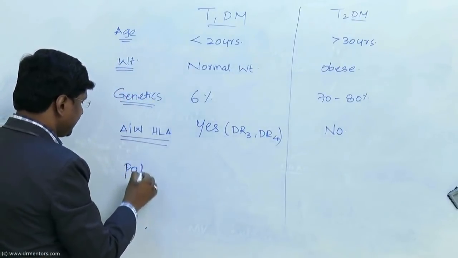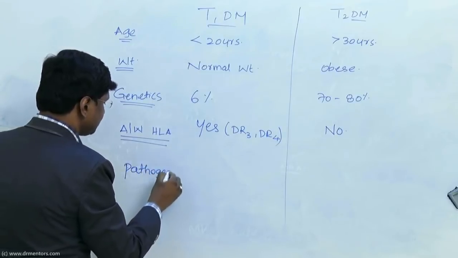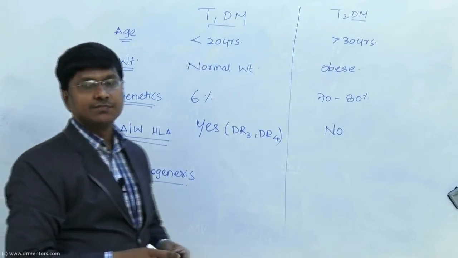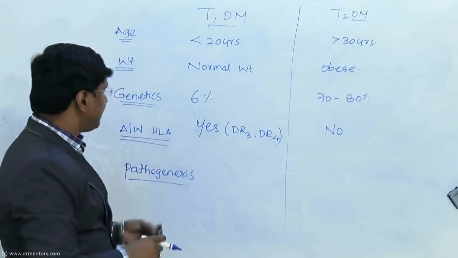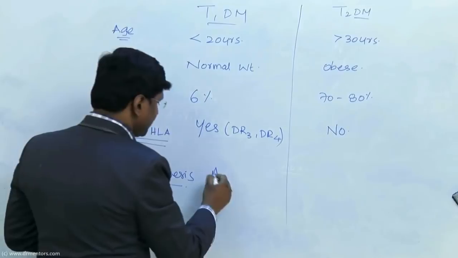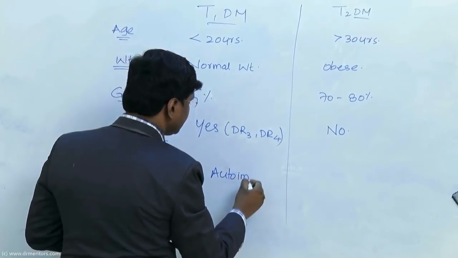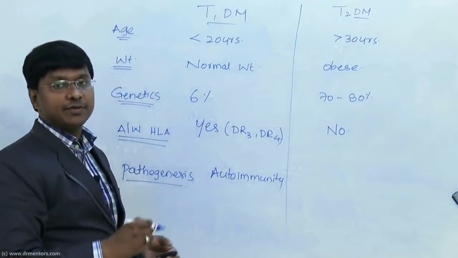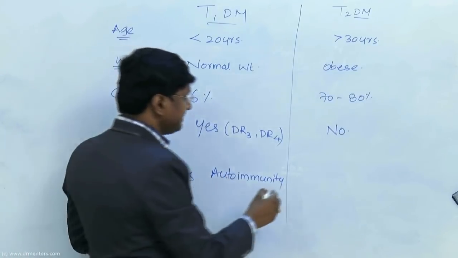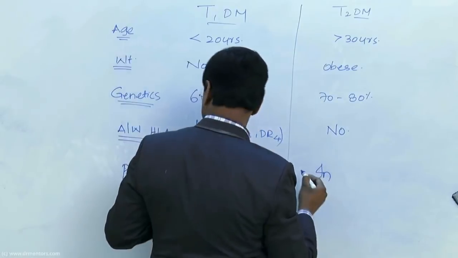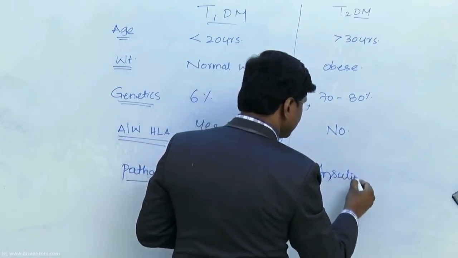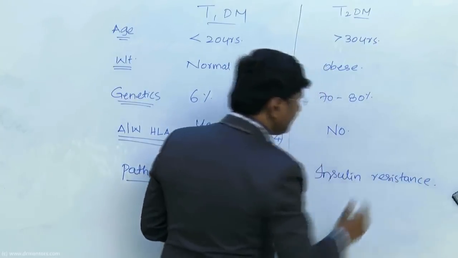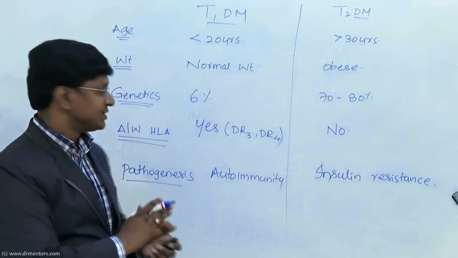Next, if you take the pathogenesis, in type 1 diabetes mellitus the pathogenesis is autoimmunity. That is, the antibodies are formed against the beta cells. Whereas in type 2 diabetes mellitus, the pathogenesis is insulin resistance.